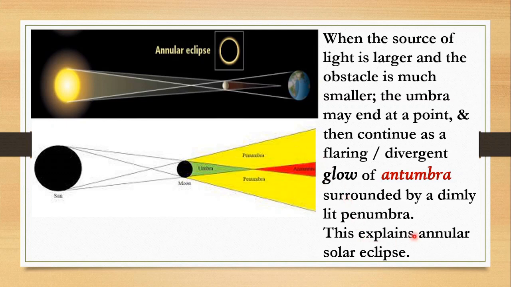This explains annular solar eclipse. It is the antumbra region. That's why we see the sun as an annular ring. So it is the antumbra.